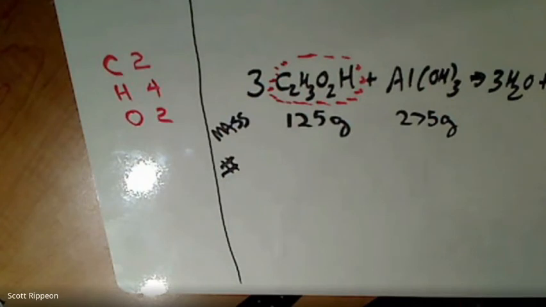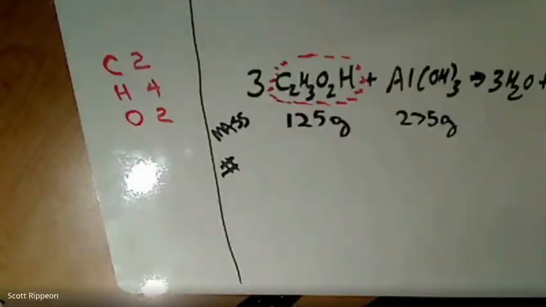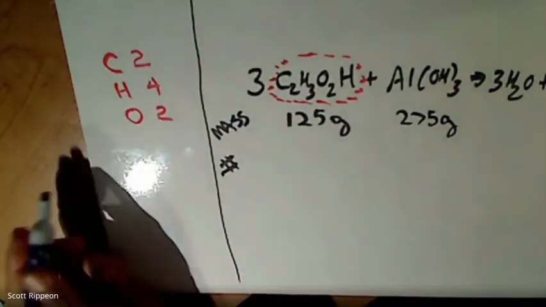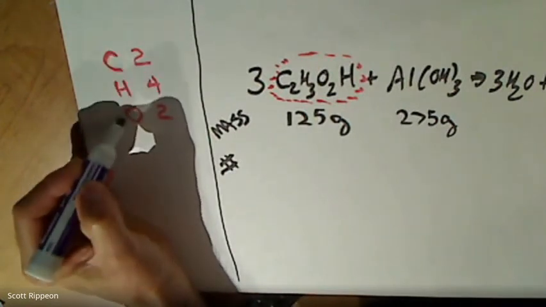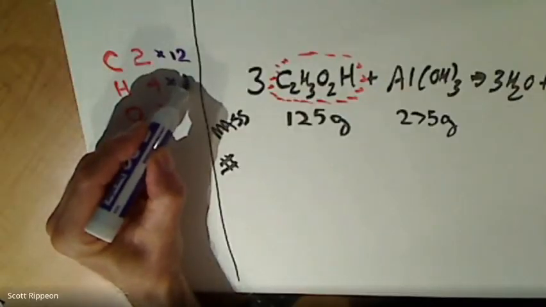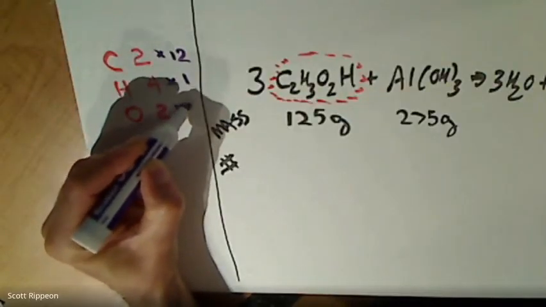Let's keep it simple. Now we're going to look on the periodic table and see how much each of these things weighs. A mole of C's weighs 12. A mole of H's weighs 1. A mole of O's weighs 16. Everybody know where I'm getting these numbers?